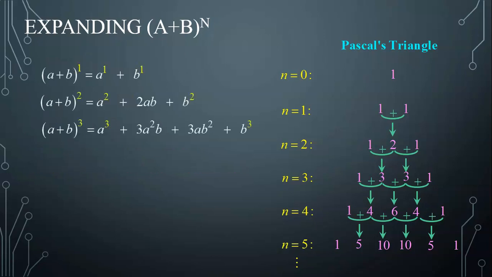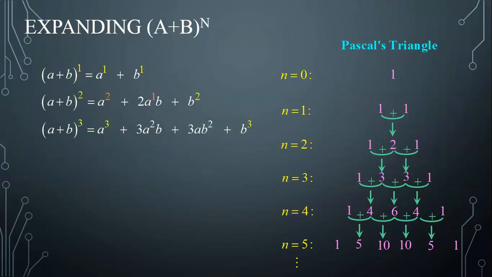Now that we have found the pattern for the coefficients, let us try to find the pattern for the rest of the terms in the expansion. We first notice that for every value of n, the first term is a^n, and the last term is b^n. So for (a + b)^1, we start with a^1 and end with b^1. For (a + b)^2, we start with a^2 and end with b^2, etc. But what about the middle terms?